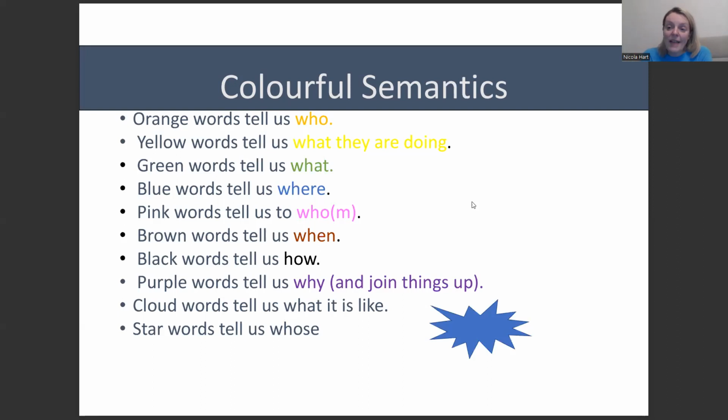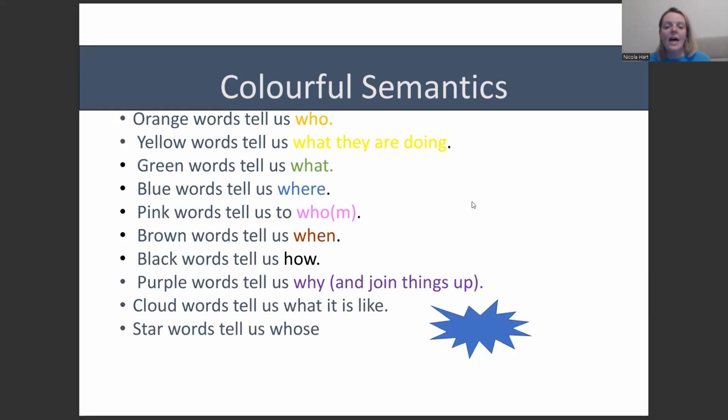Now, doing this depends on the number of words the child has, their understanding of maybe the subject of the sentence, like who, do they have enough vocabulary to do this? And I suppose we do need a good deal of vocabulary to use colourful semantics. The green words tell us what, and the blue words tell us where. So I usually start off with those four colours because you have your who, which would always be the subject of your sentence. You have your what doing, which is the verb. You have your green, which is the what, would often be the object of the sentence, and the where would be the adjective or the prepositional phrase.